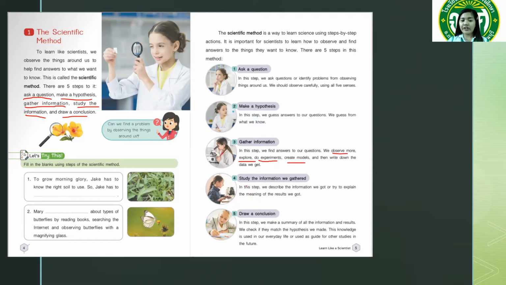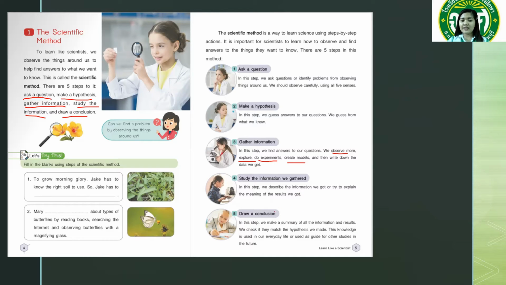Next, in number 4, study the information we gathered. After gathering information, you are going to study. In this step, we describe the information we got or try to explain the meaning of the results we got. So you are going to try explaining the meaning of the results.